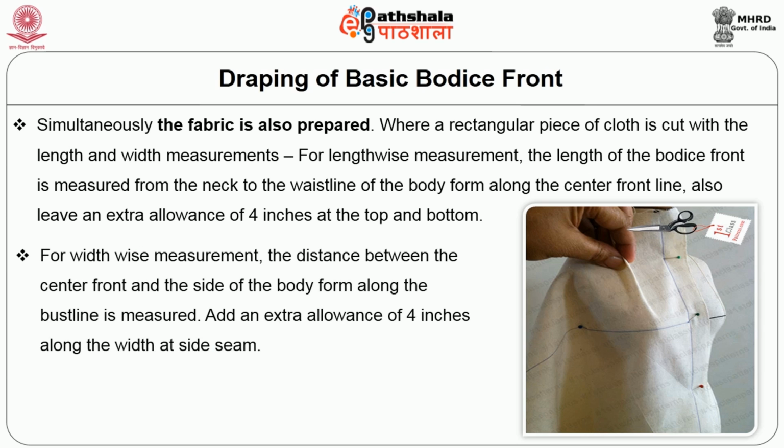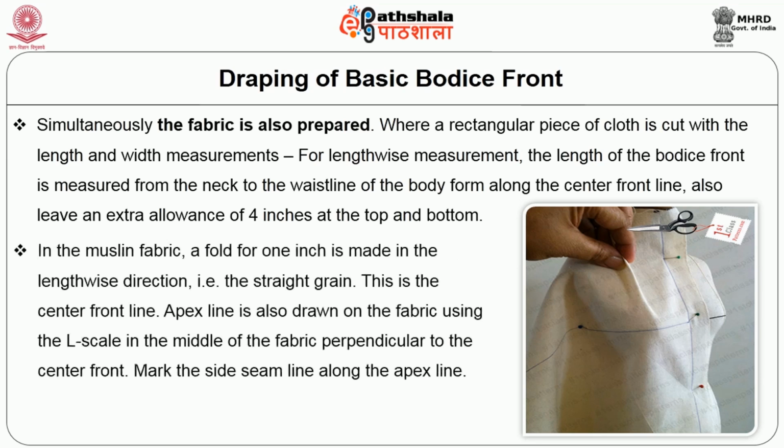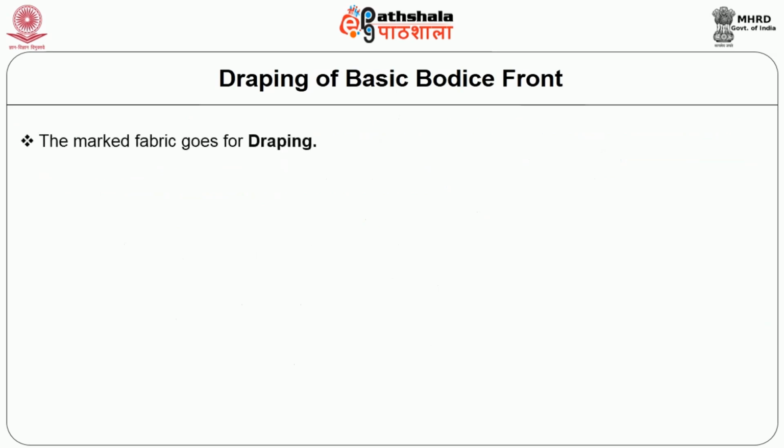For widthwise measurements, the distance between the center front and the side of the body form along the bust line is measured. Add an extra allowance of 4 inches along the width at the side seam. In the muslin fabric, a fold of 1 inch is made in the lengthwise direction, that is along the straight grain. This serves as a center front line, and in the muslin fabric, apex line is also drawn using the L scale in the middle of the fabric perpendicular to the center front. Mark the side seam line along the apex line. The marked fabric goes for the draping.